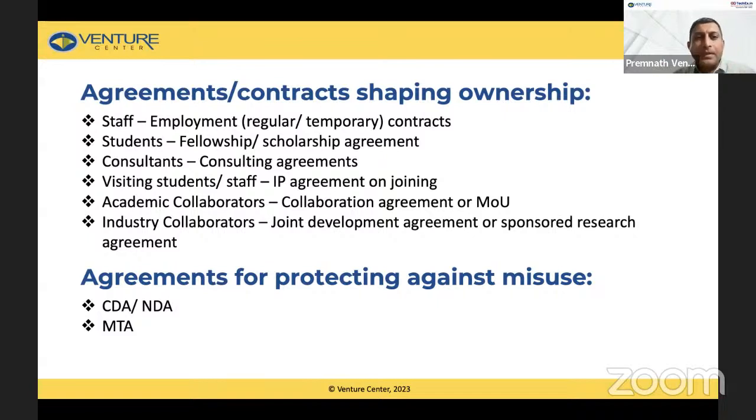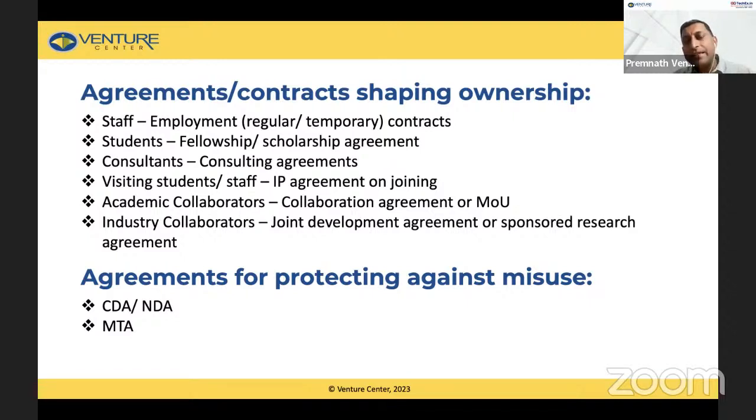Consultants, for example, if your organization is engaging consultants, you should have consulting agreements which have IP clauses in them. Visiting students is an important category. Nowadays, there's a lot of emphasis on collaboration, and a lot is happening across different countries, not only in organizations within India. So when the students are visiting or there's a collaboration, you may need to sign some kind of an IP agreement with people who are joining that organization. Otherwise, there can be a lot of conflicts and disputes at a later stage. So it's better to do it upfront.